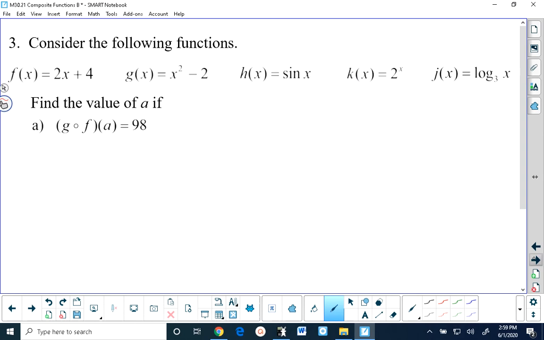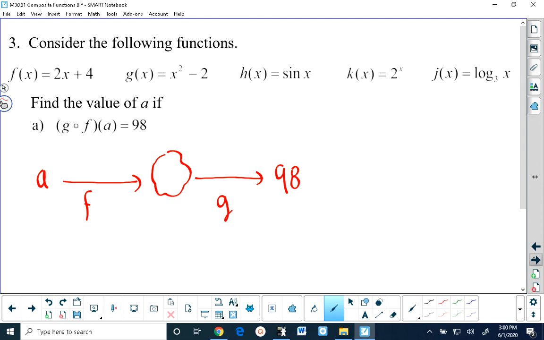Now we have one more thing left, and this is more difficult. It's still working with numbers, but you're going to be working backwards. Forget about what the functions are just for a second. Look at what the question says. It says find the value of a if g of f of a is 98. What that means is that a goes through f, some number comes out of f. When that number goes through g, 98 comes out of g. So we have to work backwards.